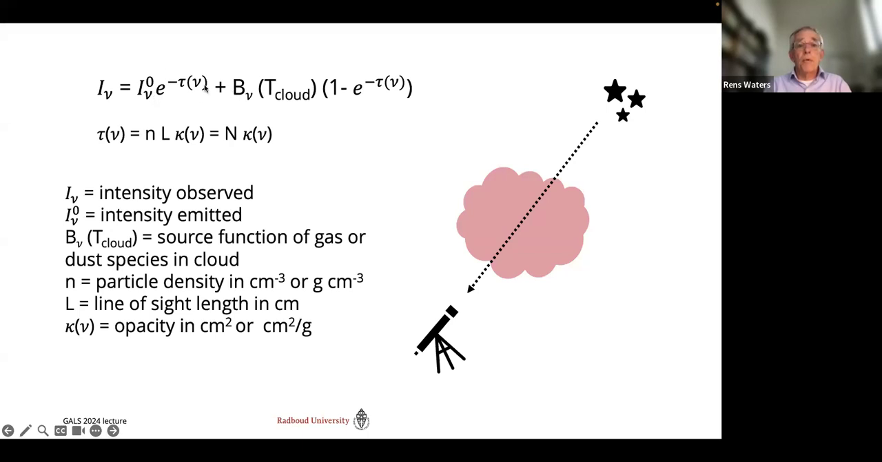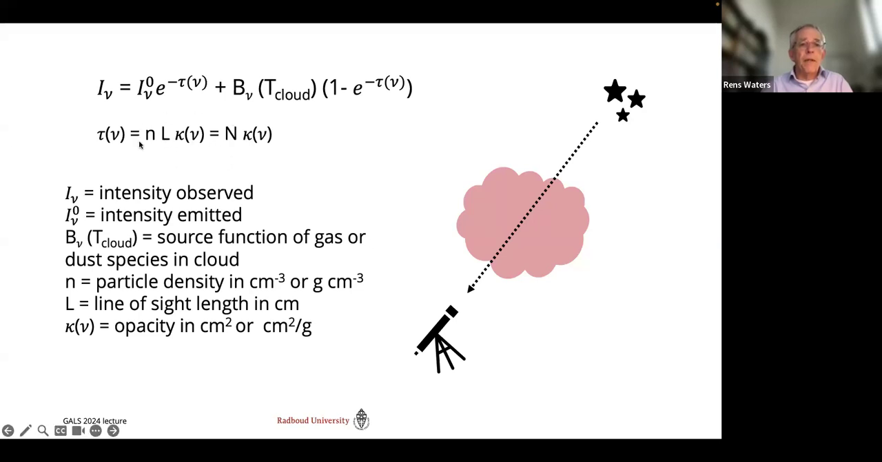diminished by the optical depth of the dust cloud. And then the cloud itself can also add radiation, and that's described in this term, where we assume that the source function for the dust particles that are radiating is the Planck function in this case. So we just assume here, for simplicity, that they are radiating like black bodies. And then with this term, 1 minus e to the minus tau nu, with the variable, so the optical depth is the number density of particles times the length of the line of sight through your cloud times the opacity, kappa nu.